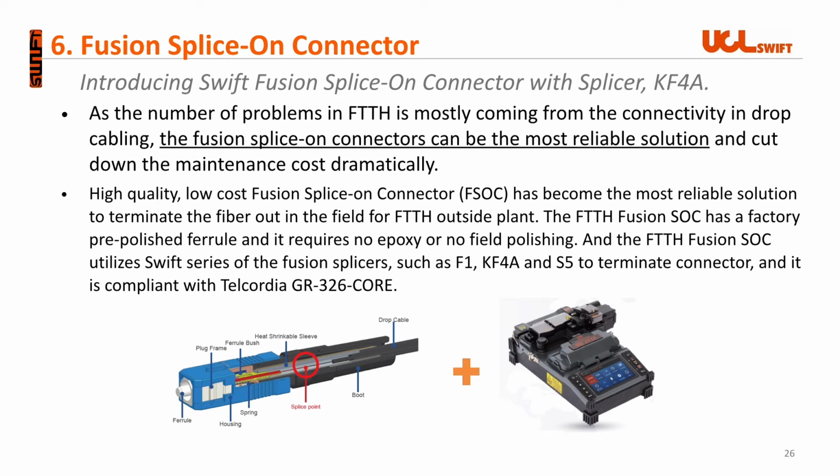So we are introducing the Swift Fusion Splice-on connector with the all-in-one fusion splicing machine, KF4A. As most problems in the FTTH network come from connectivity and drop cabling, fusion splice-on connectors can be the most reliable solution and reduce the maintenance cost dramatically. The high-quality, low-cost fusion splice-on connector, FSOC, has become the most reliable solution to terminate the fiber in the field for FTTH outside plant.